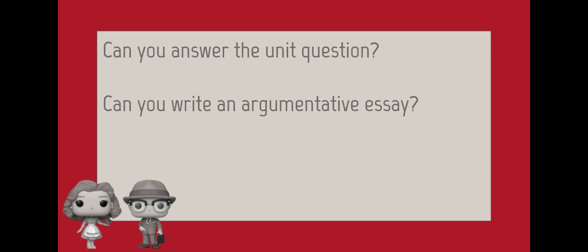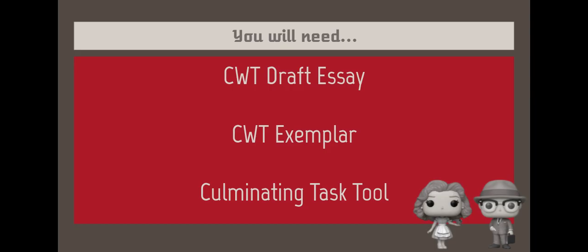Here are our learning targets for this lesson. If you'll notice, they were the same as the ones in Lesson 4. Can you answer the unit question? Is the American dream of homeownership viable for all Americans? Can you write an argumentative essay? For this lesson, you will need your culminating writing task, draft essay, your exemplar, and the culminating task tool.